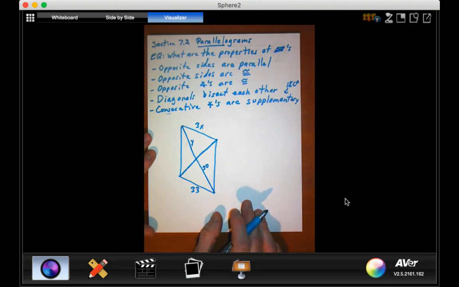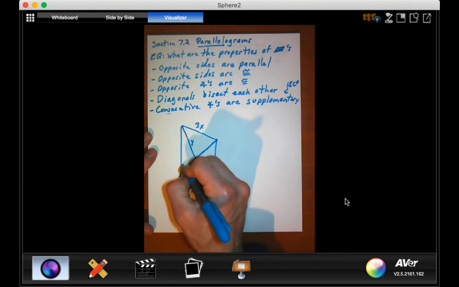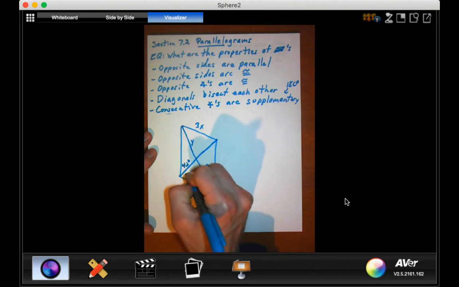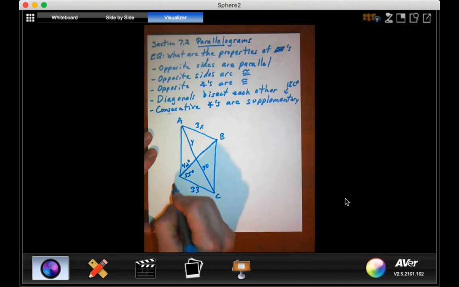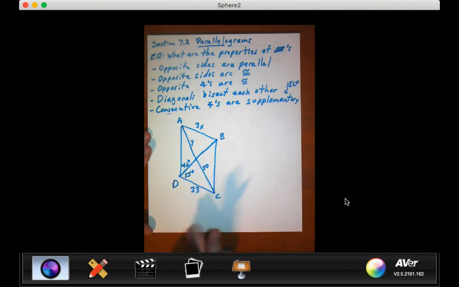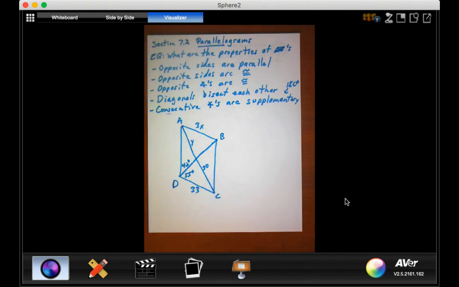We also have a few other things they tell us. They tell us this is 42 degrees. This is 55 degrees. And they go A, B, C, D. That's how they label the picture. So if you're copying down that picture, go ahead and pause and copy down. Otherwise, I will start solving.